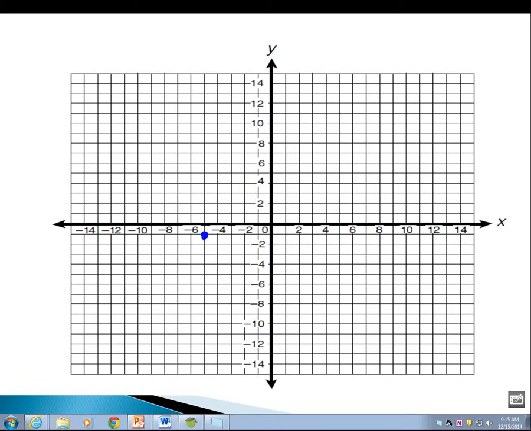Then the next number we have is negative 4, positive 1. So I go negative 4 this way, and then positive 1 up. Negative 4, positive 1.